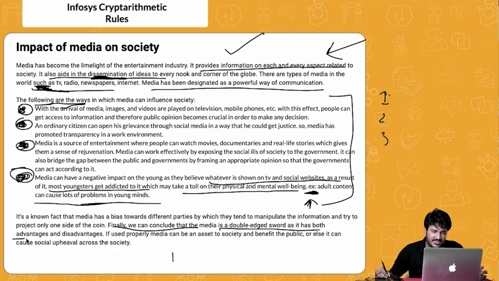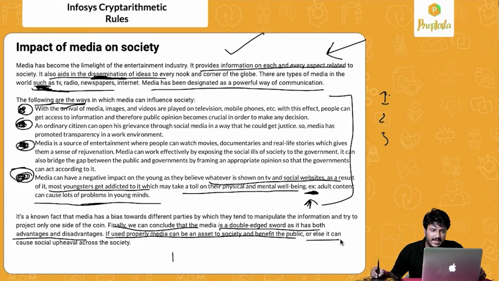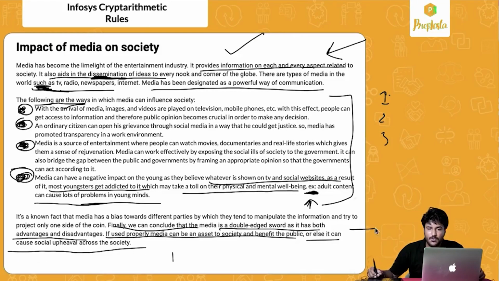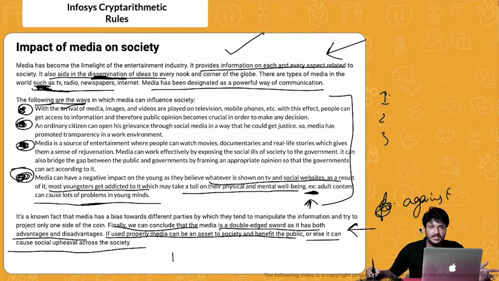It has both advantages and disadvantages. However, so I would have used however here. If used properly, the media can be as assets to society, or else it can cause a social upheaval across the society. Now, this is correct, but the AI will understand, okay, you were for or you were against the topic, but later on you started doubting yourself and then you mentioned some points for it as well. So maybe you mention for it, but do not mention in conclude.